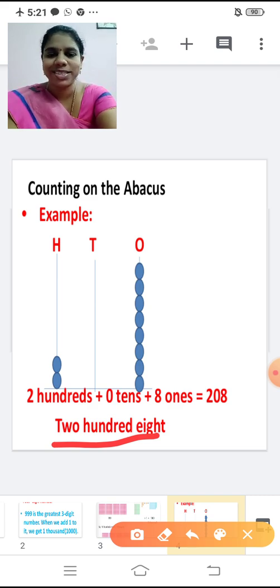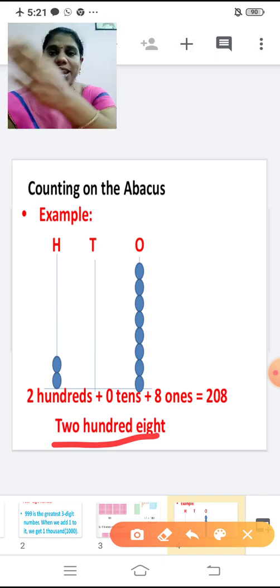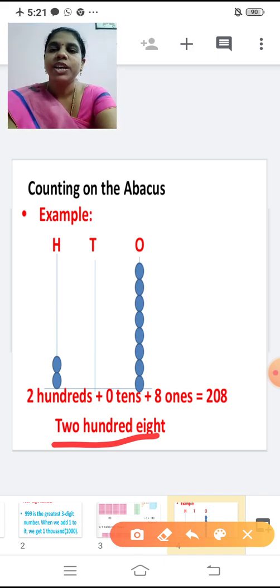So you all know how to count the number on the abacus. First count the ones, then tens, then hundreds. But while writing, you have to start from the leftmost part, that is the hundreds place. Here we have 2 beads in the hundreds place, so write 200. There are no beads in the tens place, so 0. And we have 8 beads in the ones place, so write 8. 208.